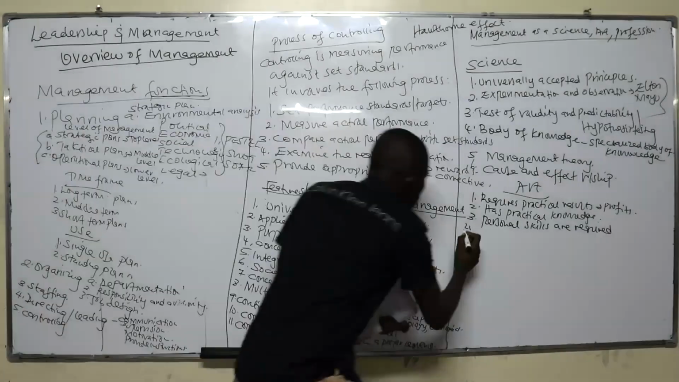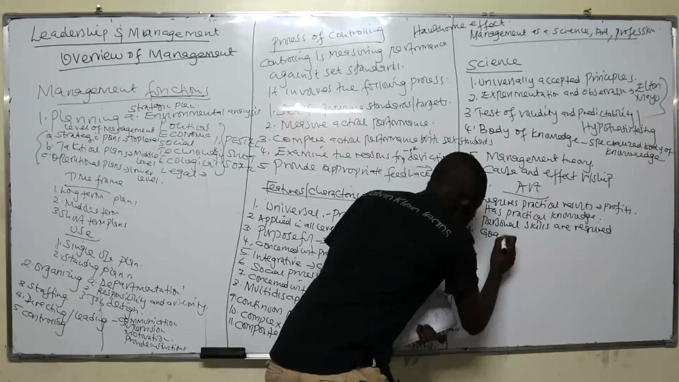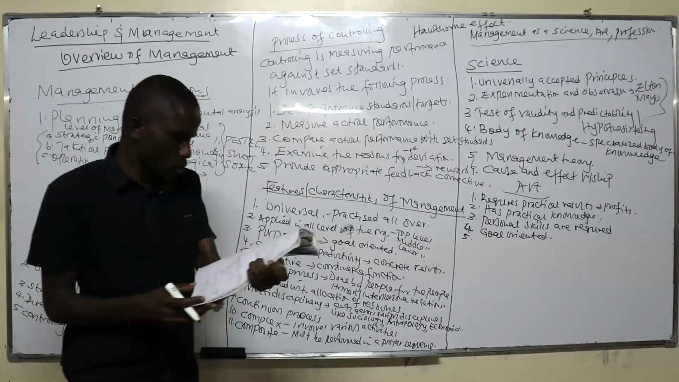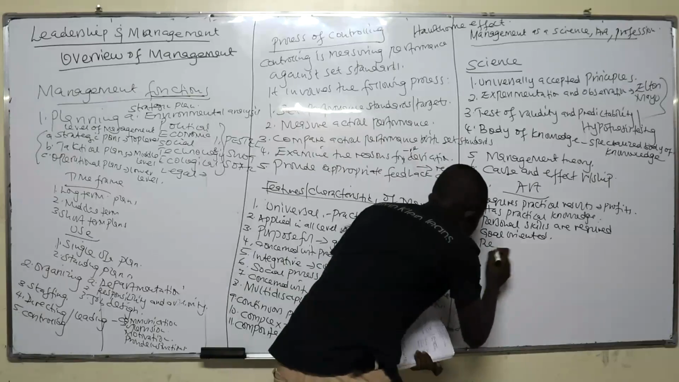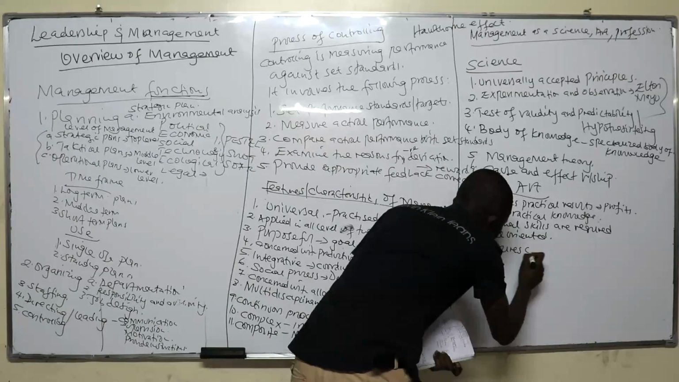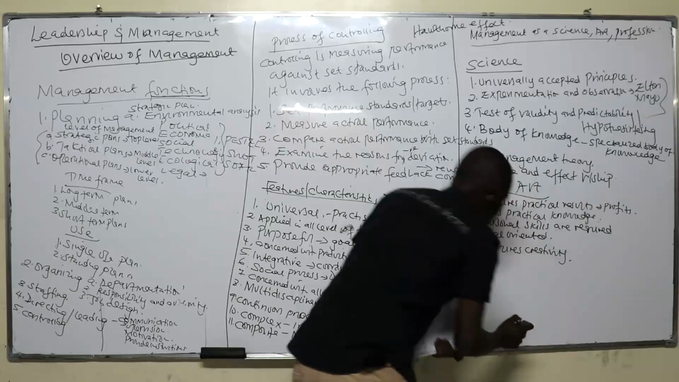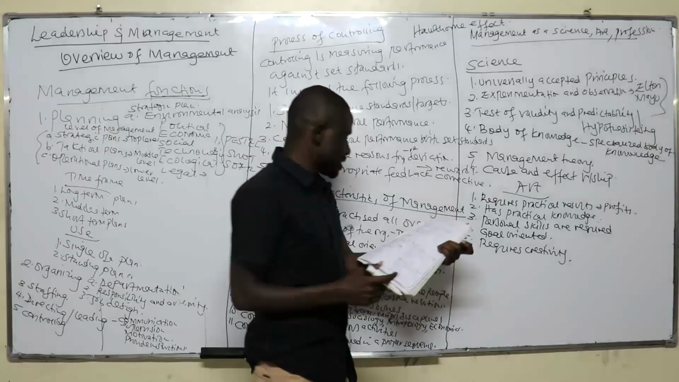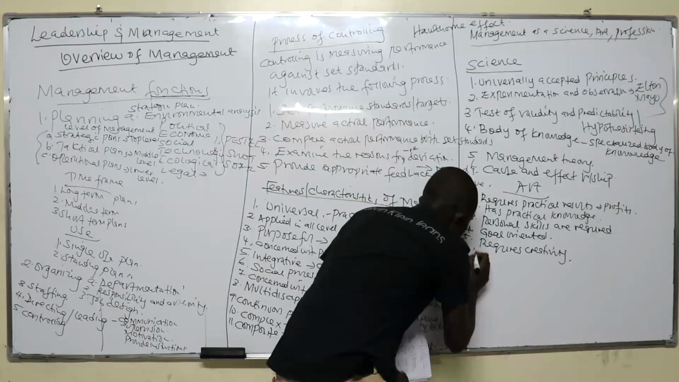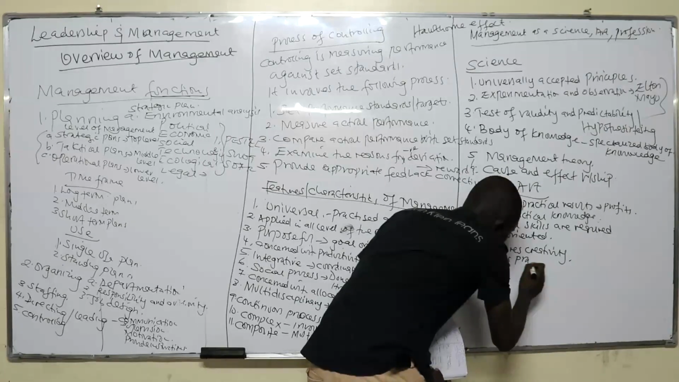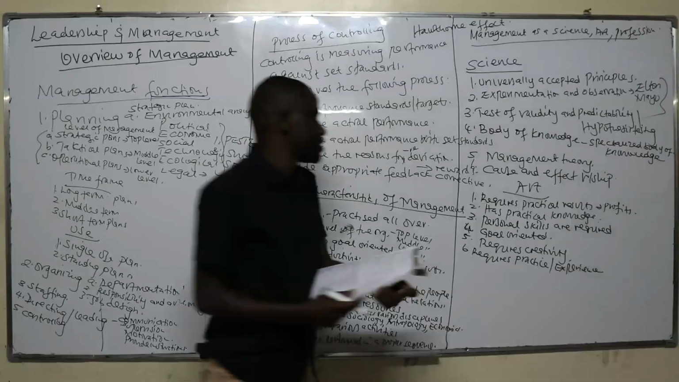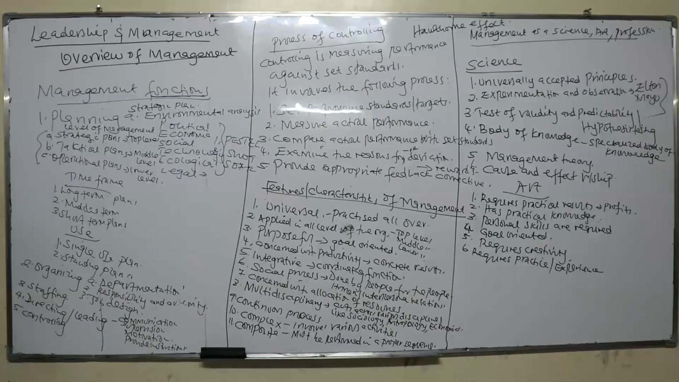Then it is goal-oriented. Remember, we said one of the characteristics of management is that it is purposeful. It is goal-oriented. Then it requires creativity. Art is all about creativity. And finally, it requires practice, that is experience. So that's what makes it an art.